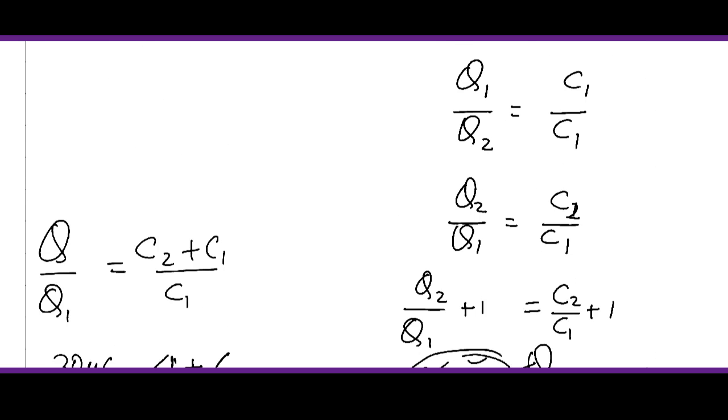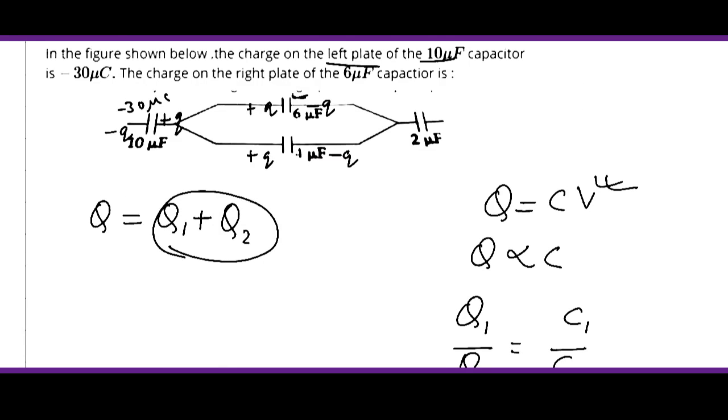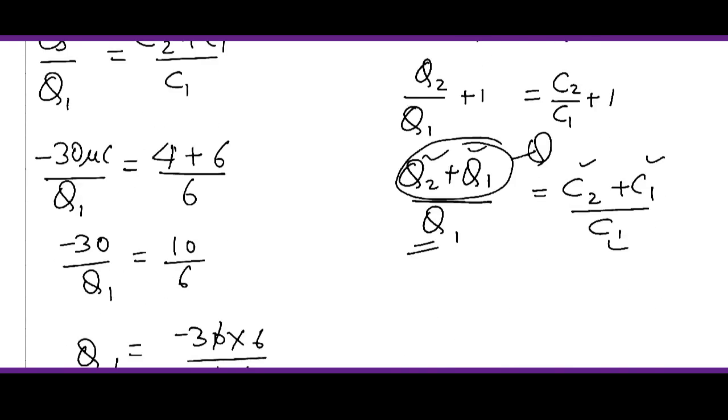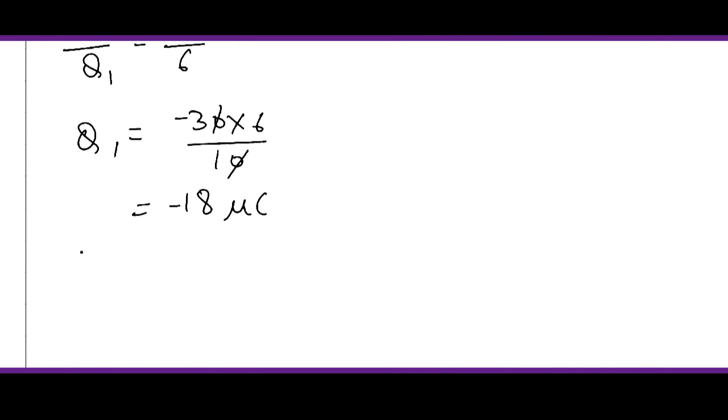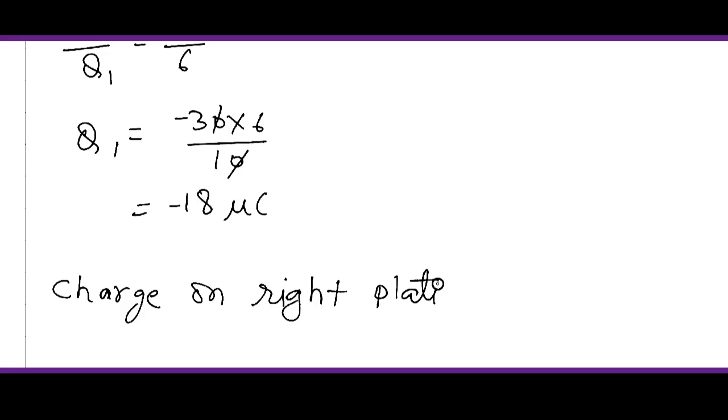So if we see the question, it is asked to find out the charge on the right plate. If we see that, on the right plate it is minus Q charge. Okay, so our answer is already in minus, so it is correct. The charge on right plate is equal to minus 18 microcoulomb.